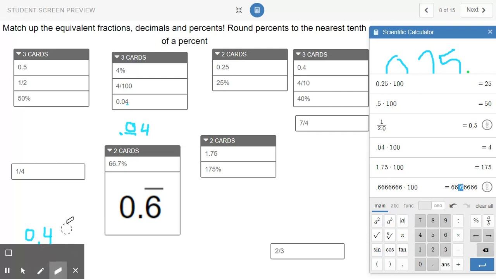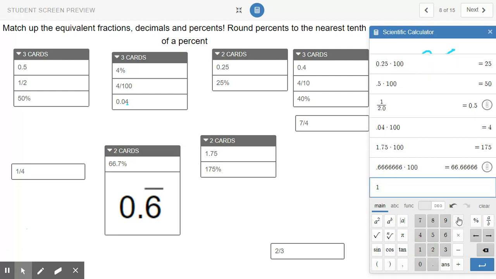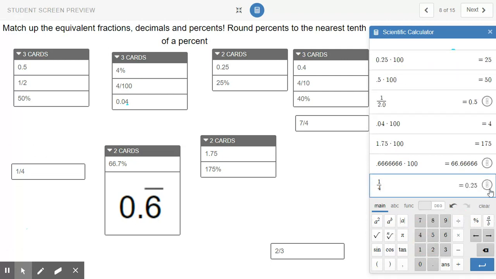Okay, let's see, where are we at? What's next? How about 1/4? Again, this is one that you should know, 1/4. If you don't, that's fine. You'll get to know it eventually. So 1 divided by 4 is 0.25. So that's going to go here. So 1/4 is the same as 25%.